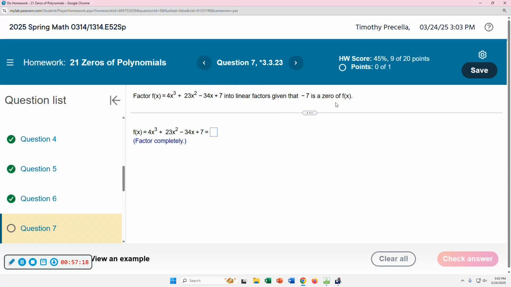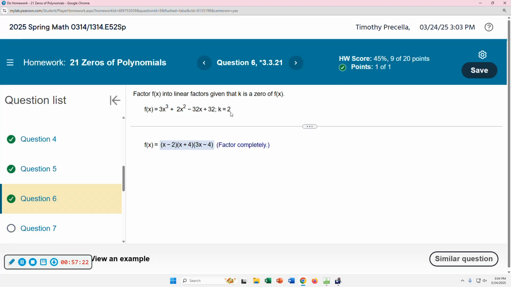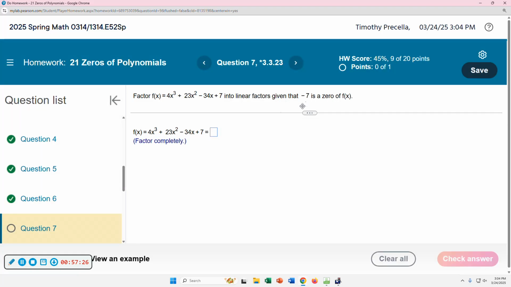It's sort of different from number 6 in that number 6 actually says k equals. Well, I don't know that that's such a big deal, Tony. I guess it is. But what's the k here?